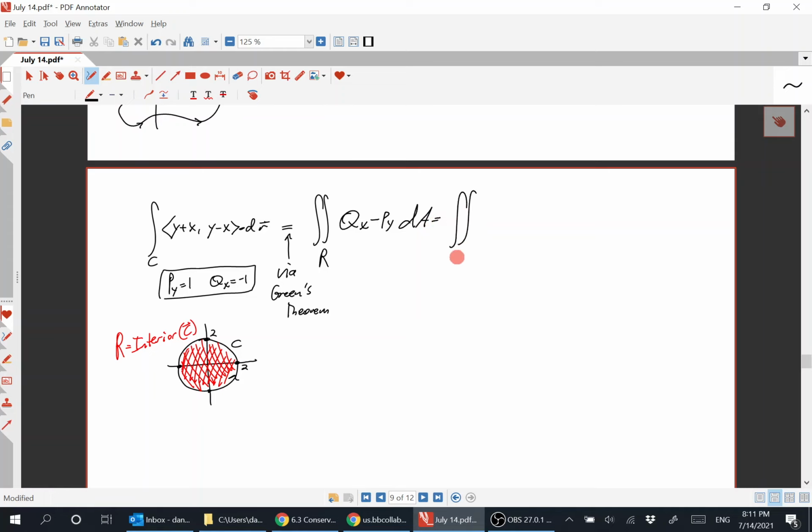So it's a double integral over R, and that's just minus 2 dA. So it's minus 2 times the area of R. That's a circle of radius 2, so that's pi r squared, so that's 4 pi. So minus 8 pi. Same answer. Okay.